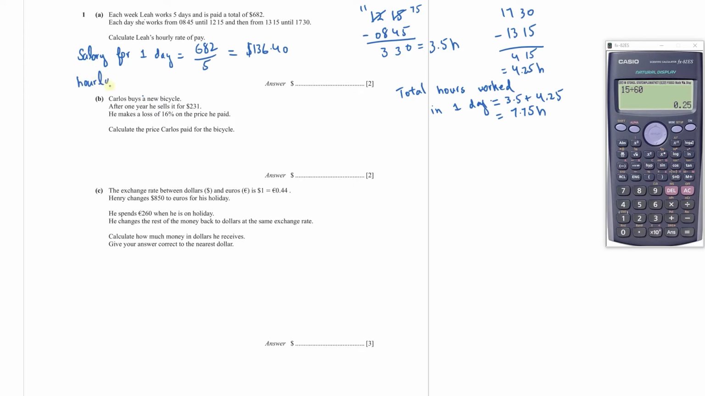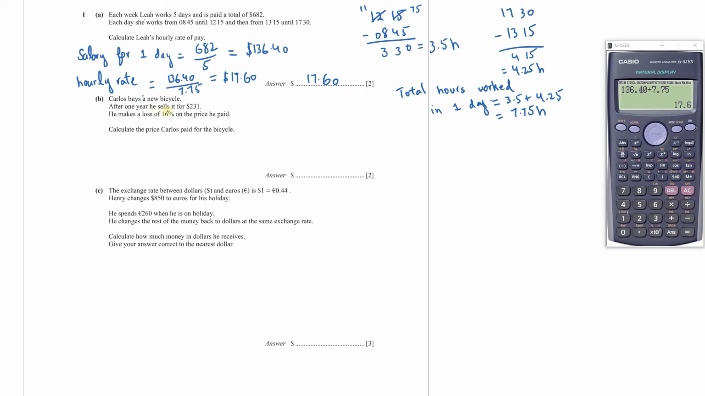So hourly rate will equal the amount earned in one day, which is 136.40, divided by the number of hours worked in one day, which is 7.75. So 136.40 divided by 7.75 will be $17.60.